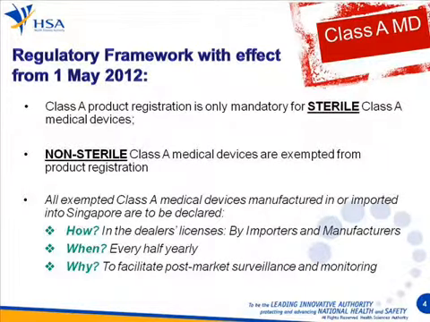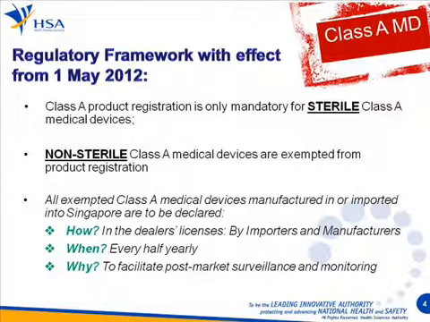So as we all know, only Class A sterile devices require product registration with HSA. Once again, non-sterile devices that are Class A are exempted from product registration. All the exempted Class A medical devices that are manufactured in Singapore or imported into Singapore will have to be declared. How do you declare it? In your dealer's license. By whom? By the importers and manufacturers.